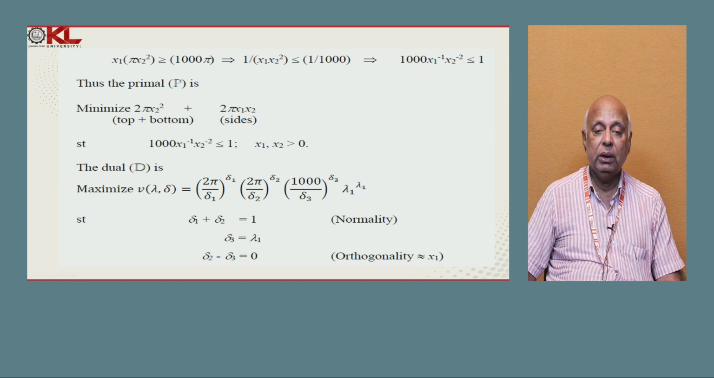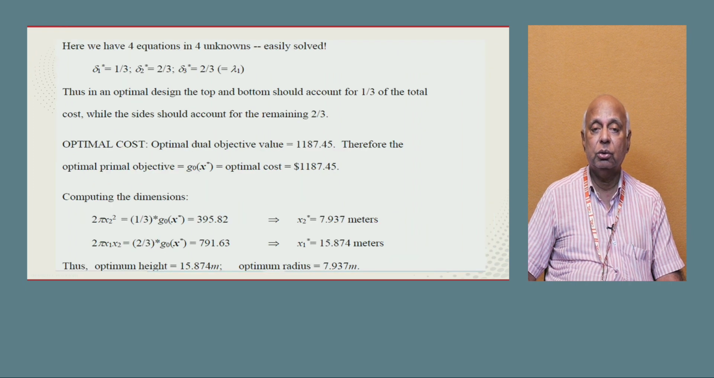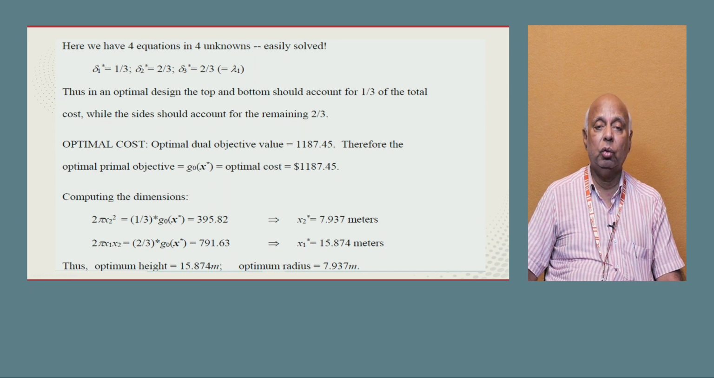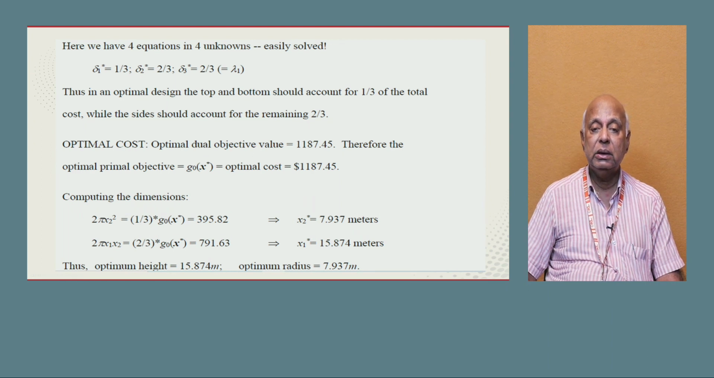Okay, so here the normality conditions are delta 1 plus delta 2 equal to 1, delta 3 is lambda 1, delta 2 minus delta 3 is equal to 0. That's what we'll be having. Ultimately, the 4 equations and 4 unknowns, when they are solved, delta 1 star is 1 by 3, delta 2 star is 2 by 3, delta 3 star is 2 by 3, and the optimal cost is 1187.45.